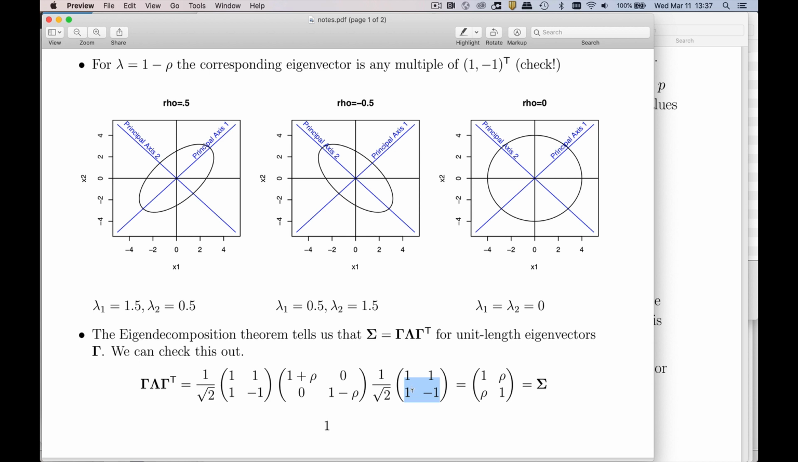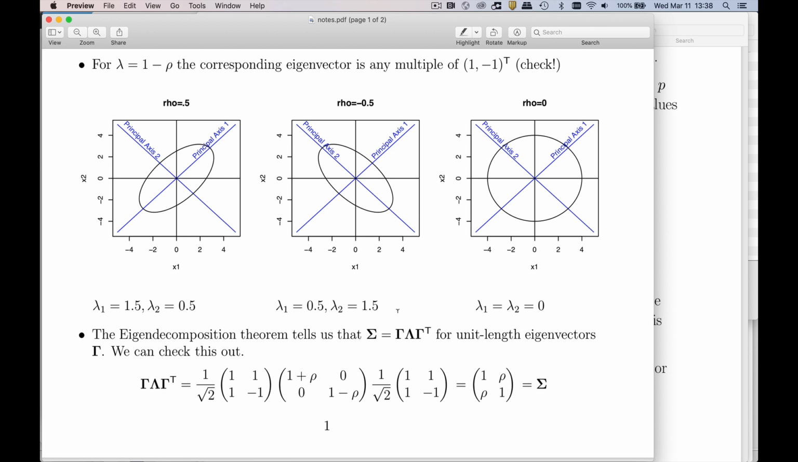Now, I didn't work out the details. I'm going to leave that for you. But if you compute these two matrix products, which is going to be slightly tedious, what you're going to find is that sure enough, we have recovered the original sigma matrix. So I'm going to leave that as a little exercise for you.